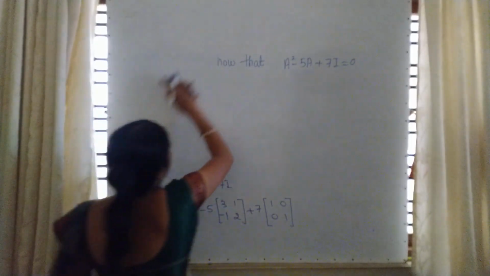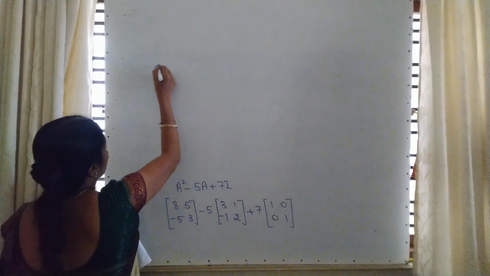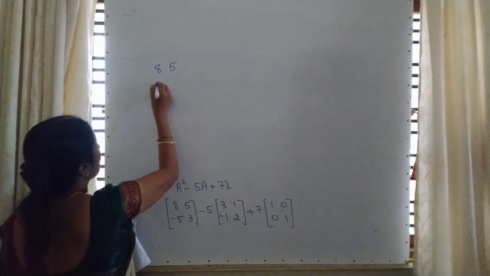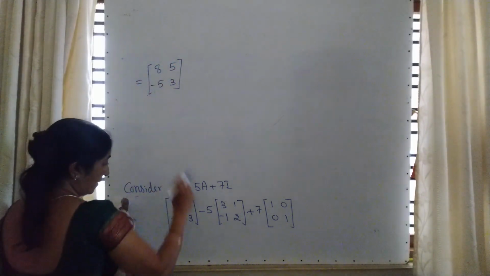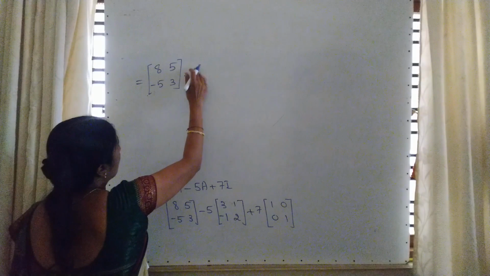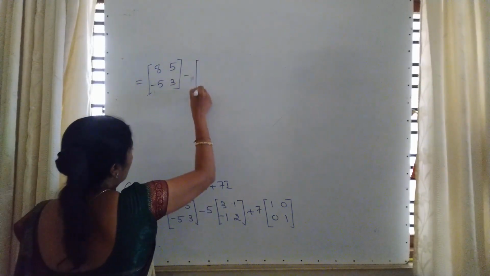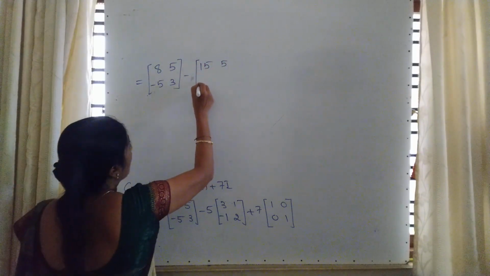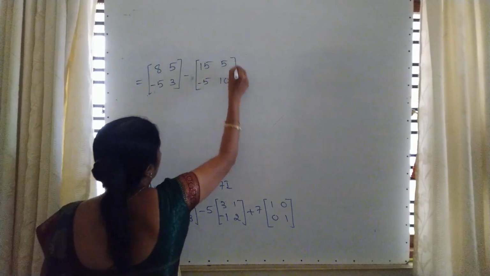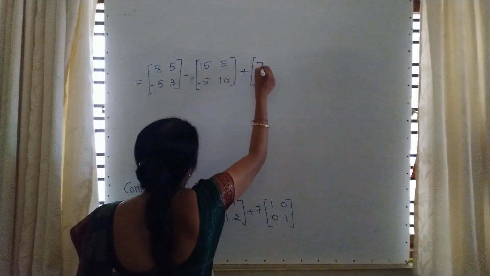Now keep the first matrix as it is. Here the middle minus is kept as it is and I took 5 inside the matrix, that means scalar multiplication: 15 5, minus 5 10. And then the next scalar multiplication. Here it is multiplied with 7.